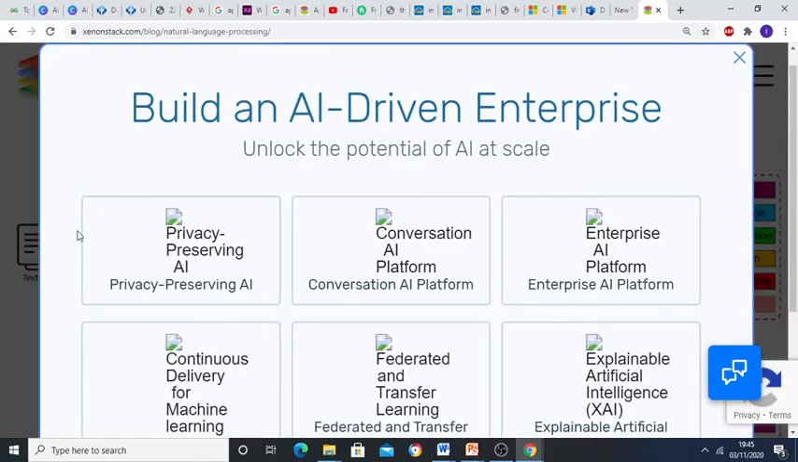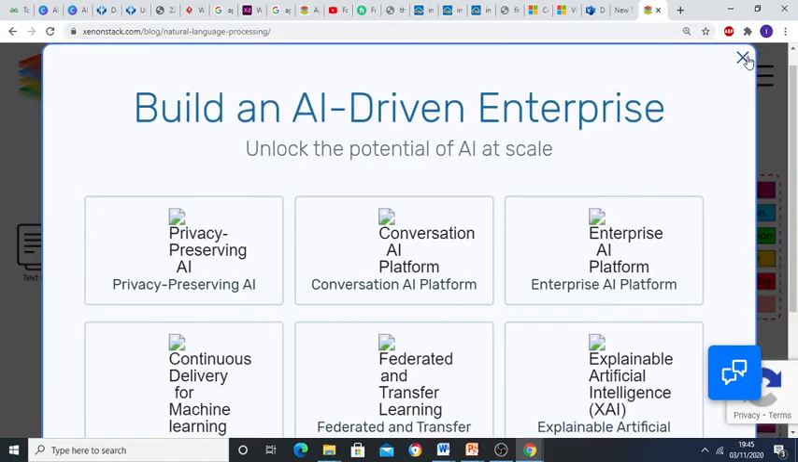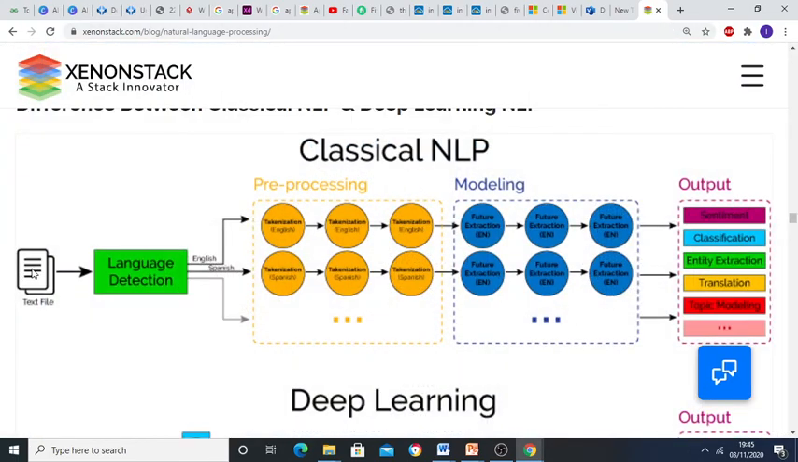The fact that the human speaks or the human writes, the file comes in, there is the natural language detection ability of the machine. So it can detect English, it can detect Spanish, it can detect Arabic, it can detect French, it can detect Swahili. All sorts of languages are detected.